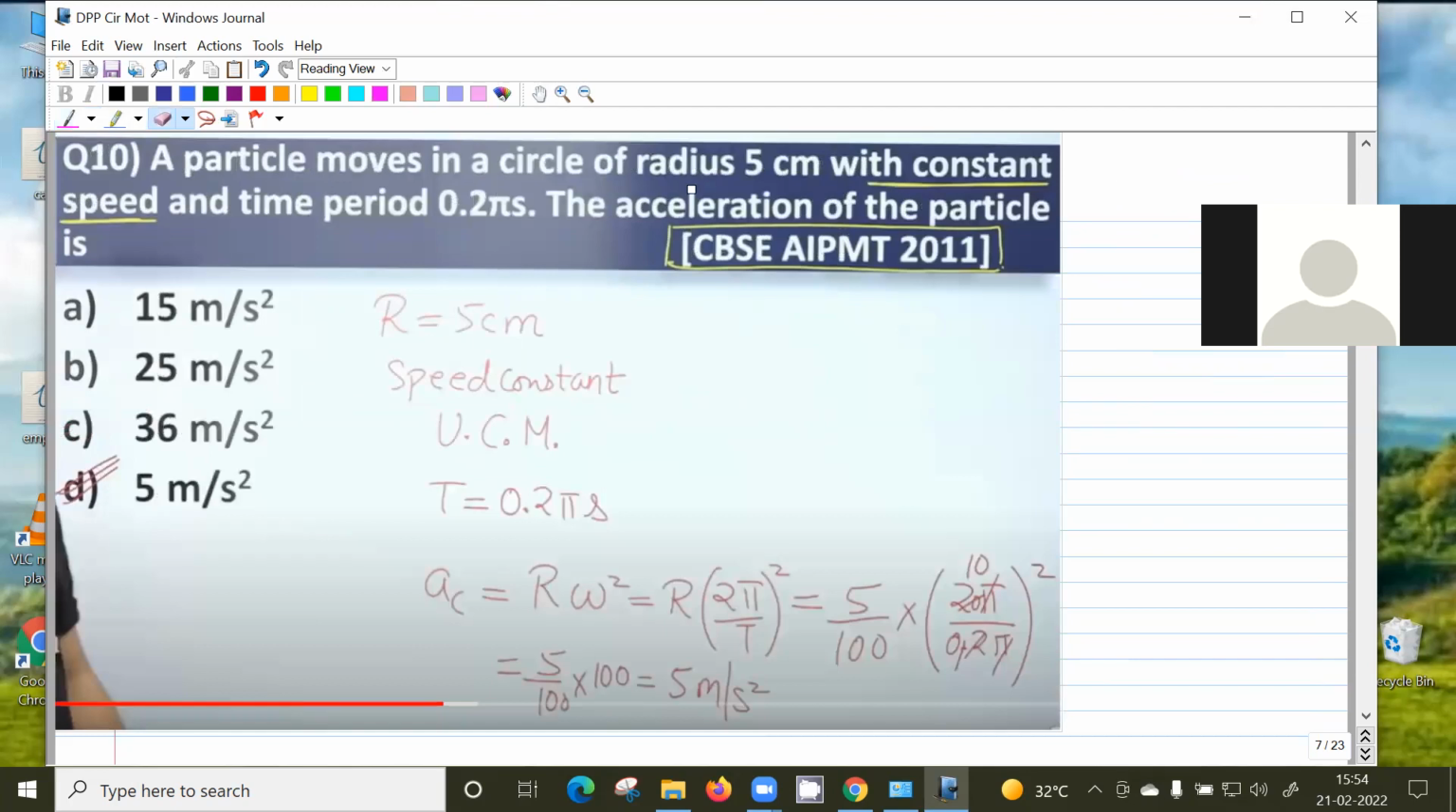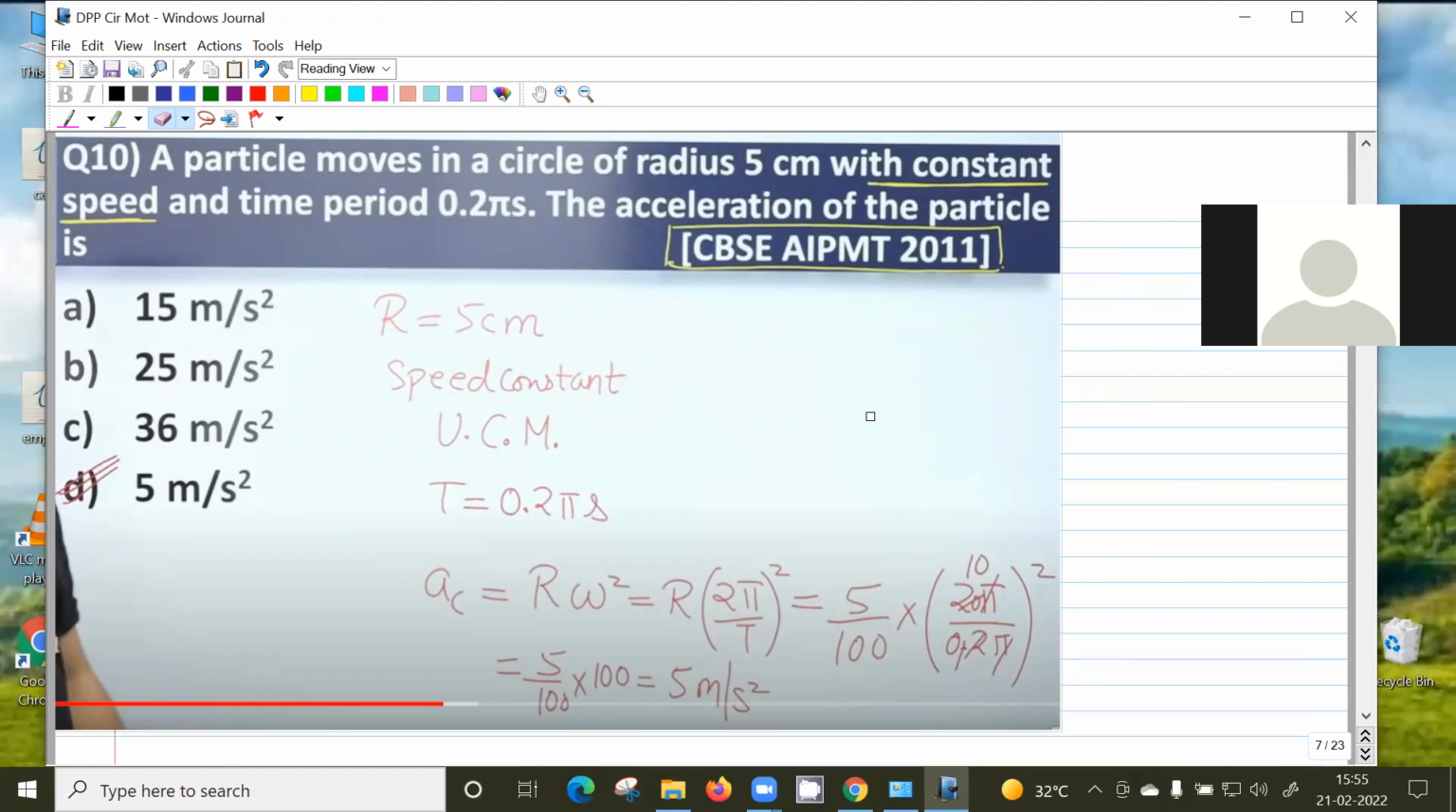One particle moves in a circle of radius r with constant speed and period T. What is the acceleration of the particle? He said it's constant speed, right? And it also says circle. So it's uniform circular motion, for a time period of 0.2 seconds. This time period means this is capital T. Radius is given.